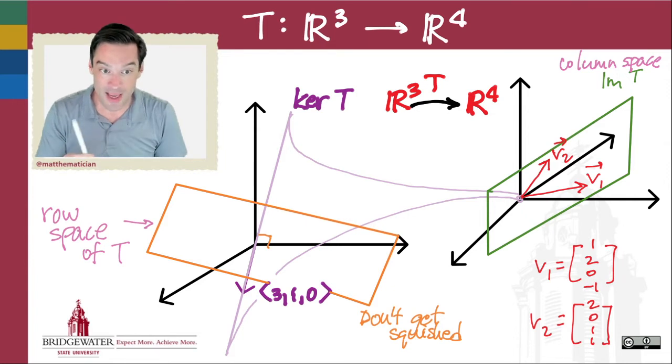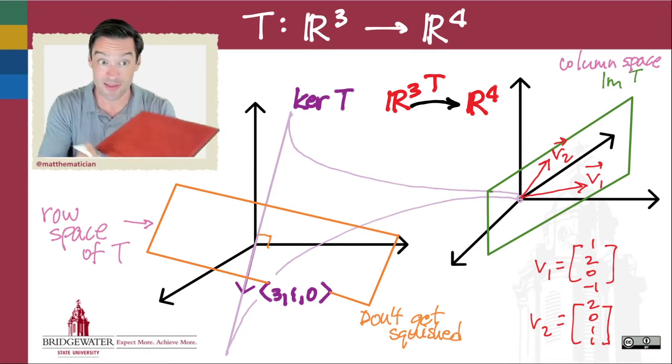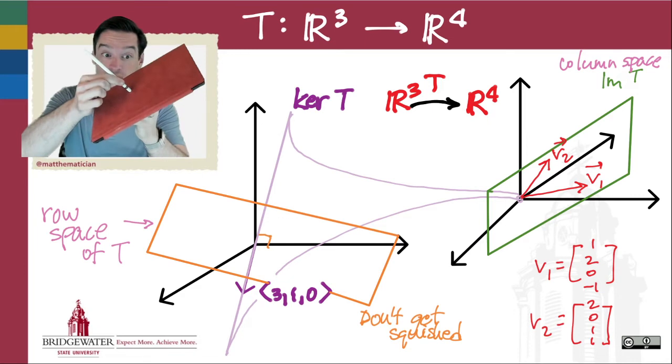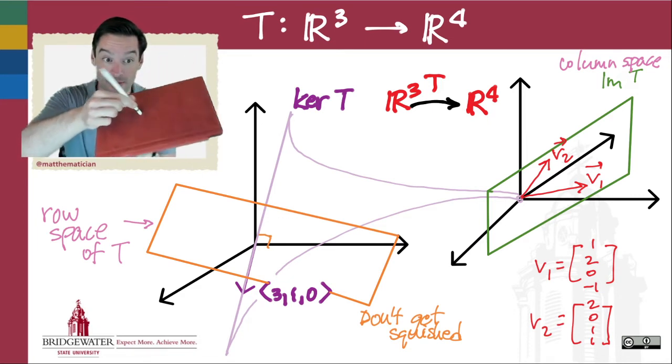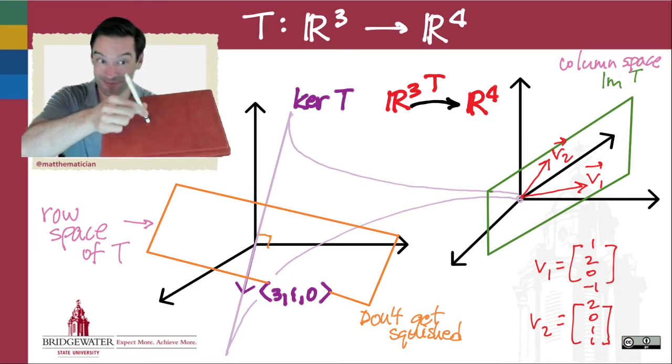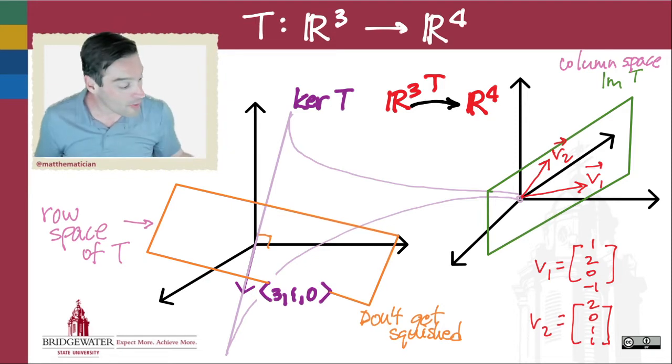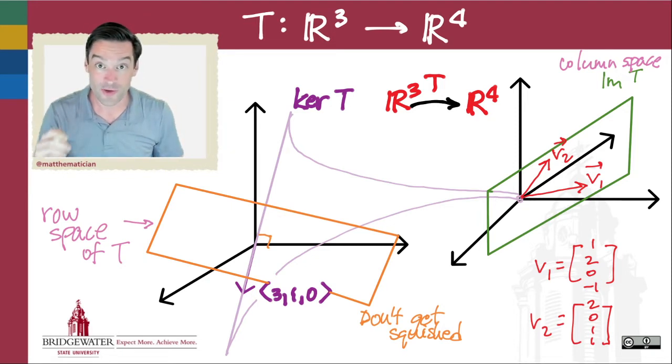So in this example, our kernel is a line in three-dimensional space. And the row space is a plane in three-dimensional space, and the relationship that they have to one another is that they are perpendicular to one another. It makes a right angle. So another way to say this is that the kernel, in this case, a basis for the kernel is actually a normal vector to the plane, which is the row space of this particular matrix.